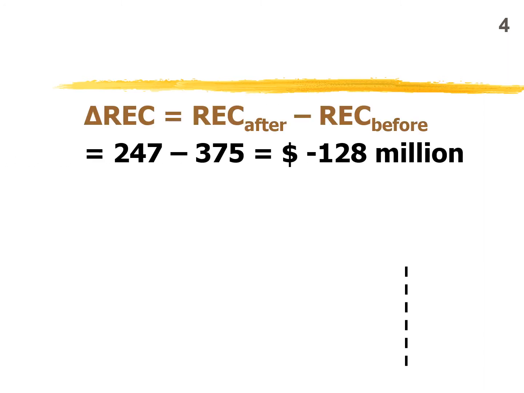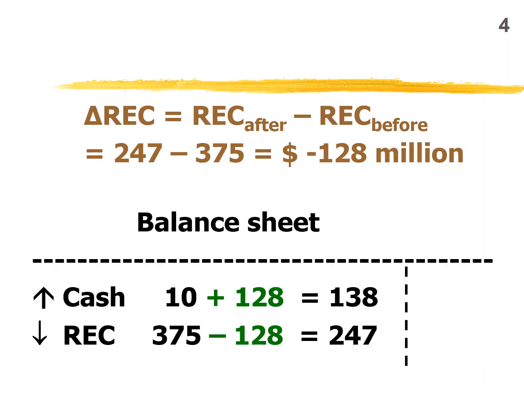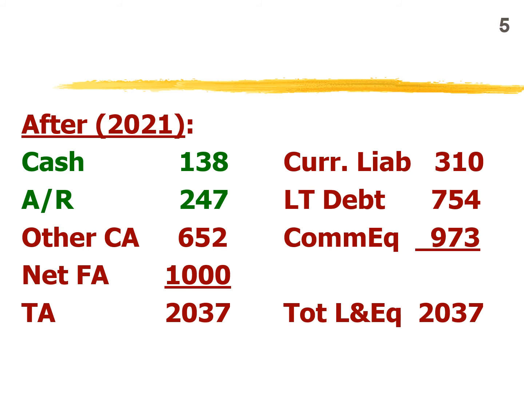On the balance sheet, cash would slowly climb till it reached $138 million. Receivables would drop till it reached its new level of $247 million. After the change, this would be the revised appearance of the balance sheet.